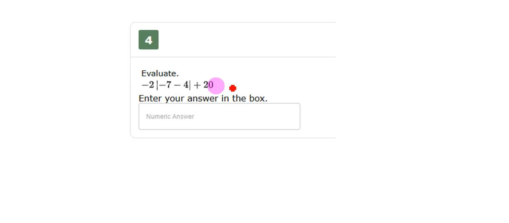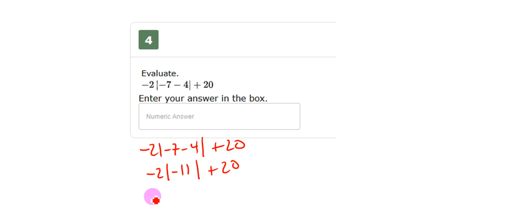Evaluate. So we're doing -2, -7, -4, plus 20. We do the part inside there first. That's -11. So the absolute value of -11 is 11. So that's -22 plus 20. So our answer is -2.